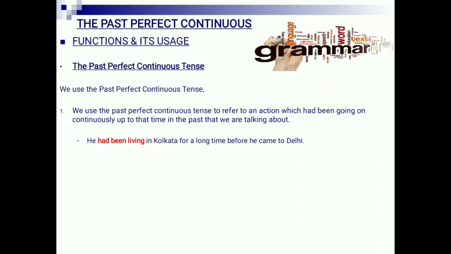He had been living in Kolkata for a long time before he came to Delhi. First observe the second sentence after "before". Before he came to Delhi, this sentence also is in past tense, right? So now he was in Delhi, and before Delhi he was living in Kolkata. So he had been living. He used to live in Kolkata in the past, right? So there we use past perfect continuous tense. He had been living in Kolkata for a long time before he came to Delhi.